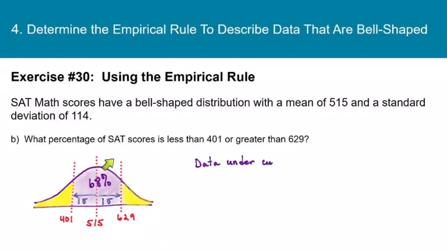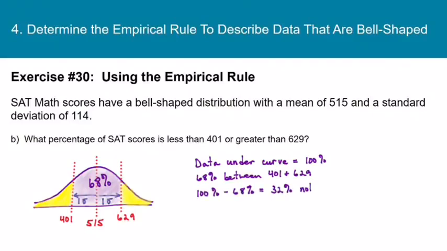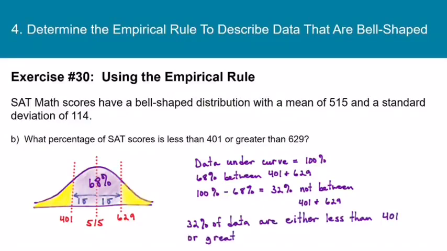Now the area under the curve represents 100% of the data. And we know that 68% of the data are between 401 and 629. And now 100% minus 68% means that 32% of the data are not between 401 and 629, and therefore we can say 32% of the data are either less than 401 or greater than 629.